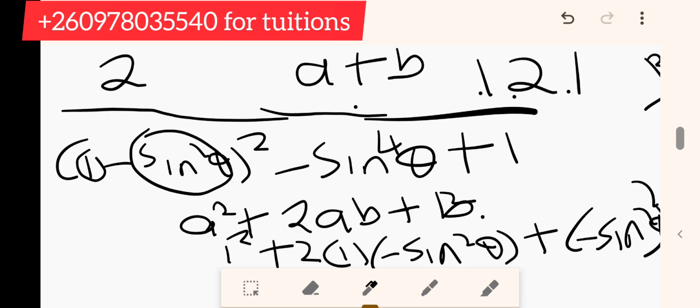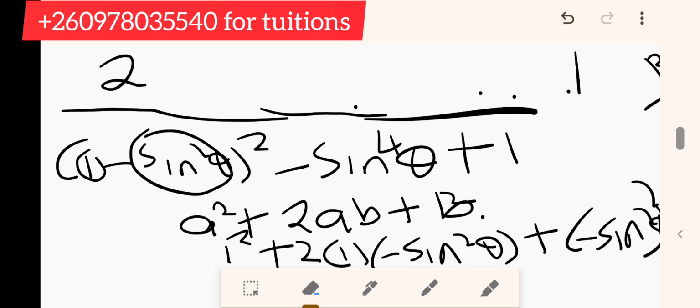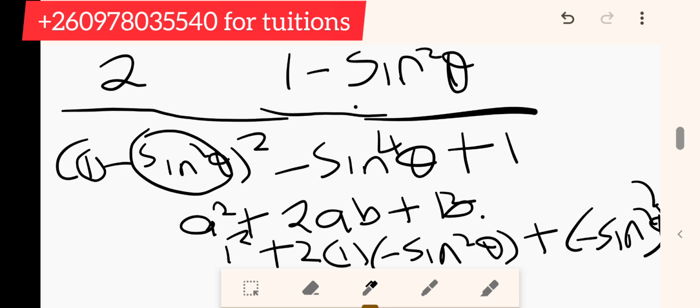So after expanding that, I'm using different boards because of the space. This question is very long. After solving that, you're going to have 1 plus 2 times 1 times negative sine squared theta. Then here, when you do negative sine squared to the power 2, you're just going to have plus sine to the power 4 theta.